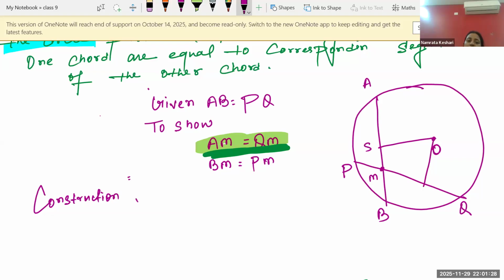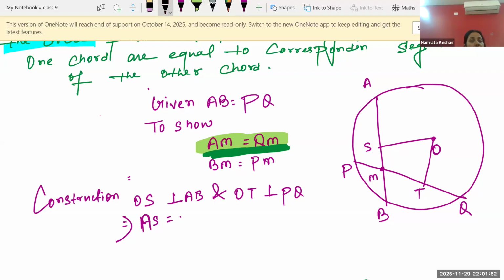is that OS is perpendicular to AB and OT is perpendicular to PQ. And due to this perpendicular, our chord is getting bisected. Which implies that AS and BS are equal. Here you can see so many things, so the chances are you will end up getting confused, and please don't get confused. The perpendicular is dividing the chord in two equal parts. So AS and BS are the same. Don't get confused with MP and BM.